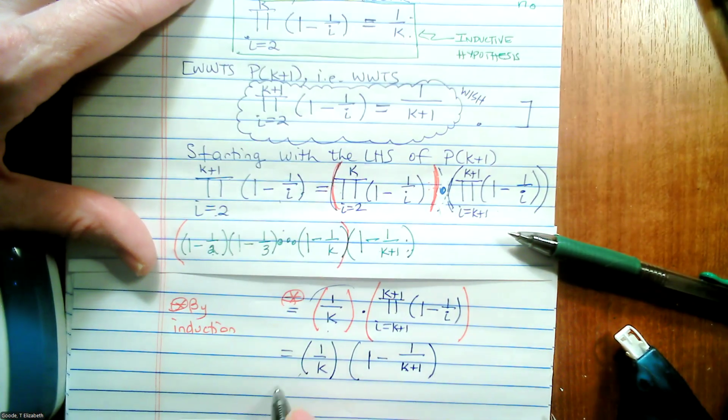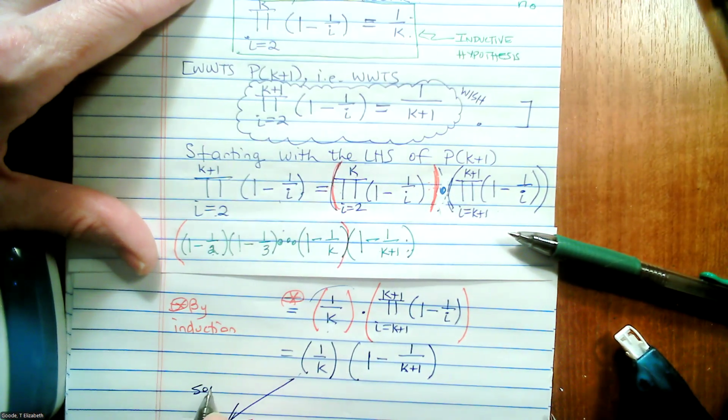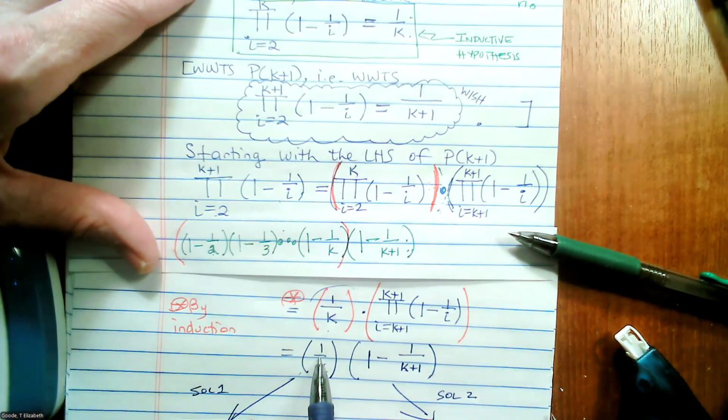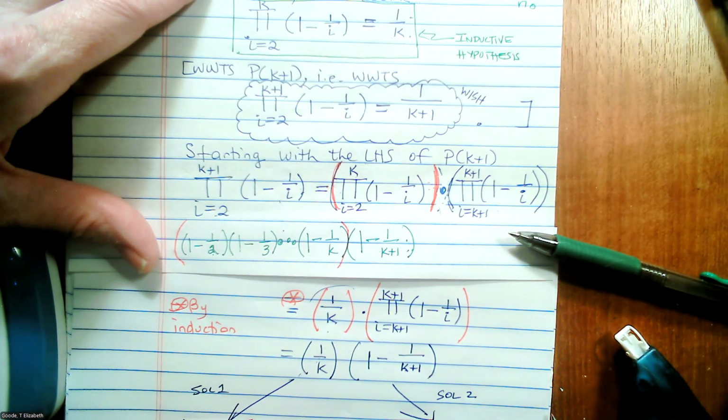There's a couple of ways to do the algebra. I'll show you two different ways to do the algebra here. One way is to distribute this 1 over k across this binomial. So it's 1 over k times 1, which is just 1 over k, minus 1 over k times k plus 1.